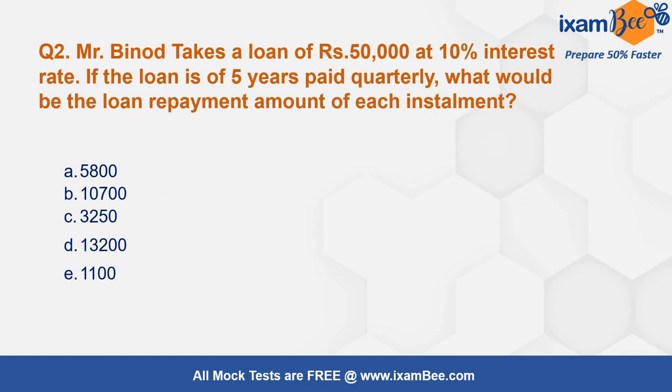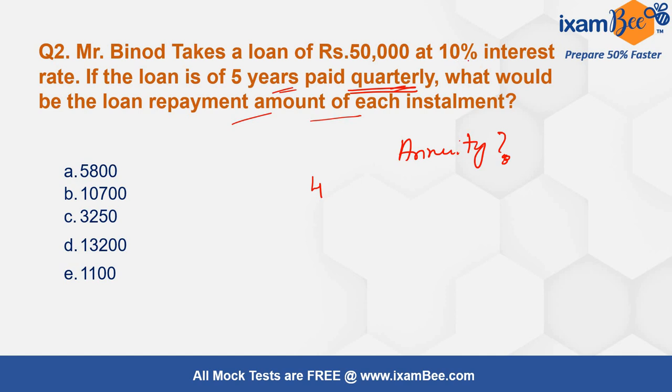Okay, next question. Mr. Vinod takes a loan of 50,000. Here we have the loan amount and we know the interest rate. If the loan is for 5 years, paid quarterly, what would be the loan repayment amount of each installment? So here we have to calculate the annuity. The key thing to notice is the compounding. Here it is quarterly, that means 4 times in a year.